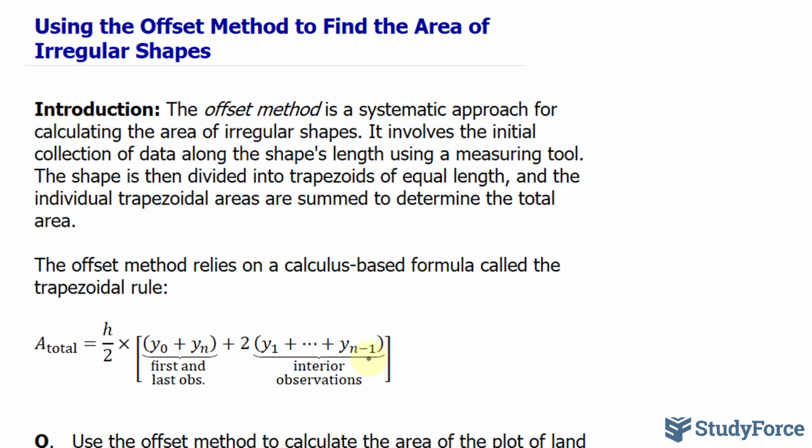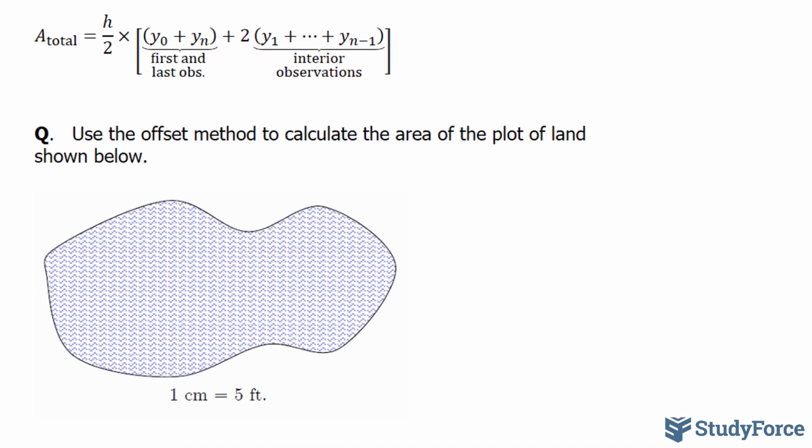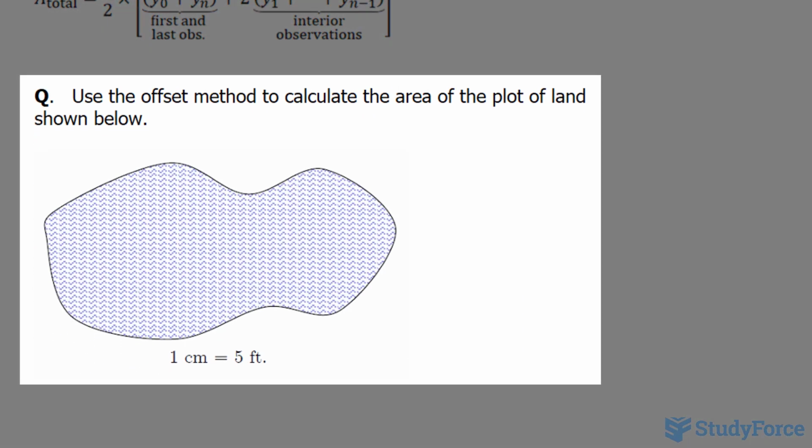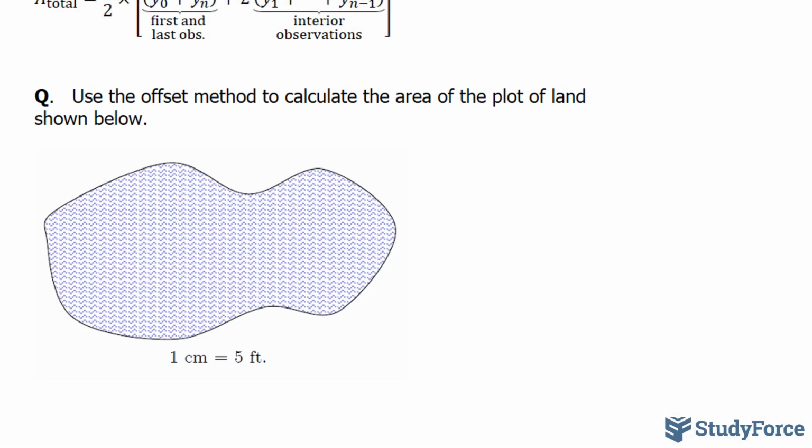Oftentimes, people confuse the offset method with the trapezoidal rule, although you'll find out throughout this tutorial that they are two different things, but they both need to be used in order to find the area. So the question reads, use the offset method to calculate the area of the plot of land shown below. And notice that this plot of land has been scaled down where every 1 centimeter is equal to 5 feet.